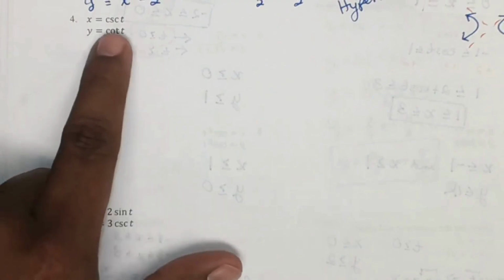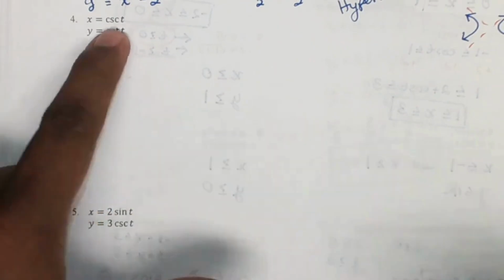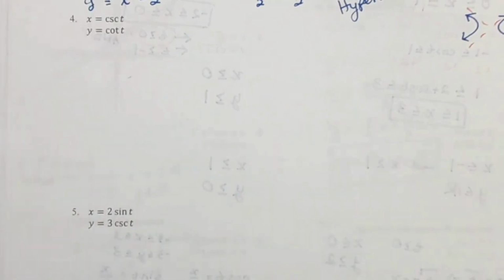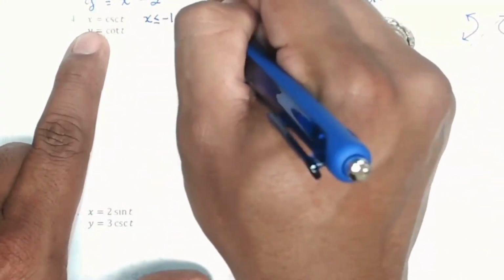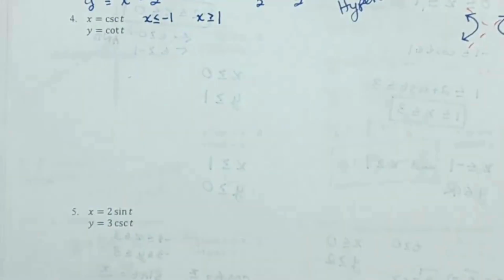All right, number 4 here, we're going to trig functions. So cosecant, this is something that you need to know as a fact. If we have cosecant, then our output is less than or equal to negative 1 and greater than or equal to positive 1. So we're going to say that x is less than or equal to negative 1 and x is greater than or equal to positive 1.